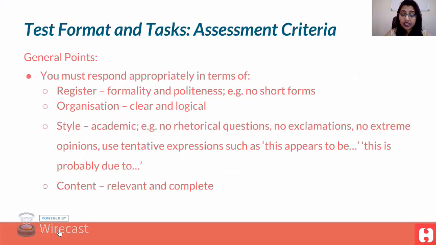Test format, task and assessment criteria. What is the criteria on which you would be assessed? You must respond appropriately in terms of formality and politeness. You cannot use any abusive language. That is, in the answer sheet, you cannot write anything that would hurt somebody's sentiment. You have to be very polite. You cannot use any short forms.